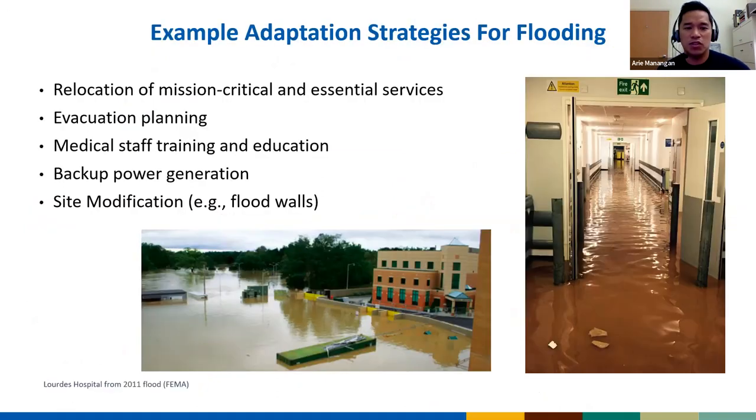So the end goal of this analysis was intended to start the dialogue with healthcare stakeholders, for example, the operators of hospital systems and the nursing home care facilities. And we wanted to make sure that our healthcare infrastructure is resilient to the effects of climate change. So examples of the adaptation strategies include relocation of mission critical essential services. These would include placing electrical generators in locations that cannot be easily flooded. This also includes evacuation planning and the training of medical staff in such flooding emergencies. Other adaptations include actual site modifications, such as infilling land of flood risk zones and the building of levees or flood walls. Next slide, please.